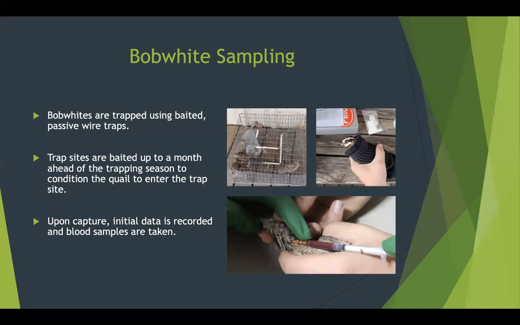As far as bobwhite sampling goes, I use passive wire traps, as you can see in this top left photo. There's a door that lets them in, but they can't get out. The trap sites, typically we had them baited for a month, up to a month ahead of time. Basically just like acclimating the birds to being in that area and knowing that there's food there, and then they walked into the traps with no issues. Upon capture, the initial data that I took was aging them, getting a sex on them, weighing them, and looking at their overall external body condition, just seeing how they looked, and also drawing blood.